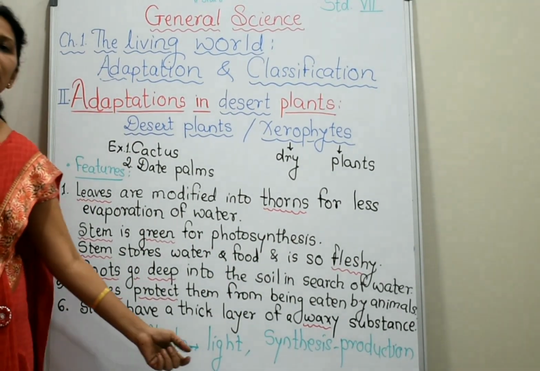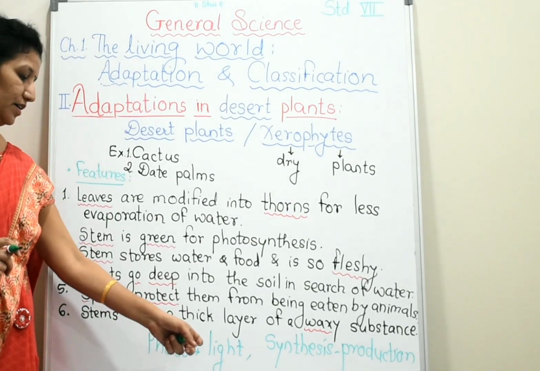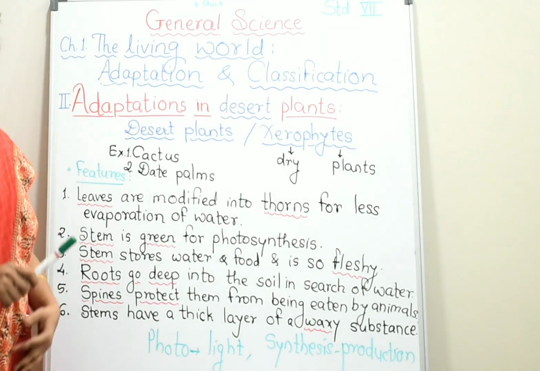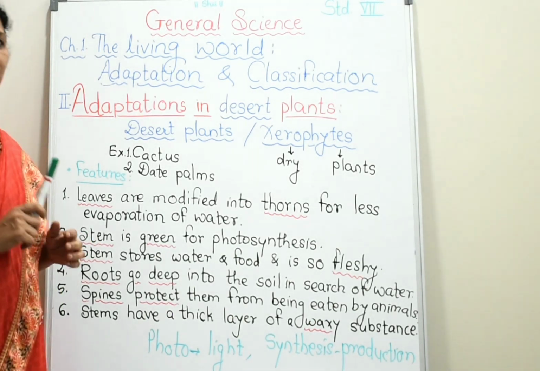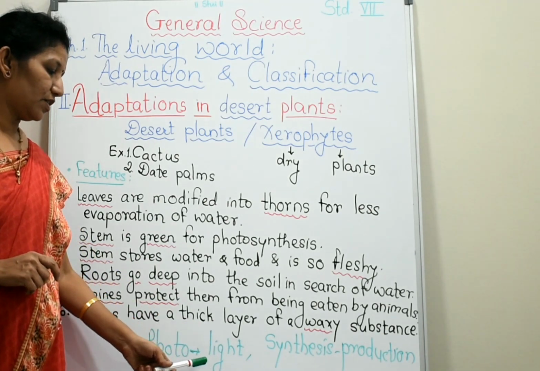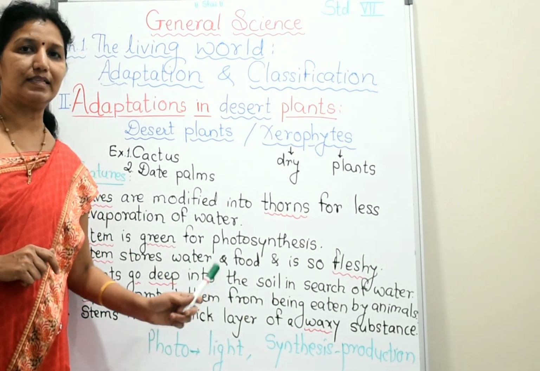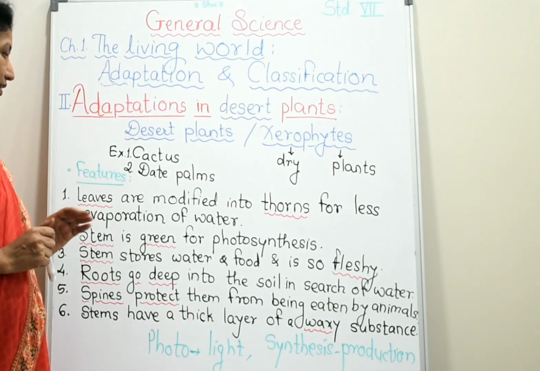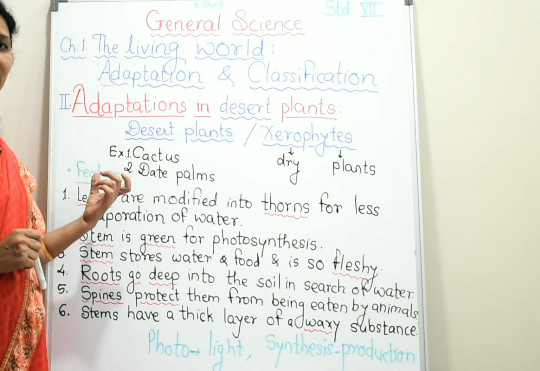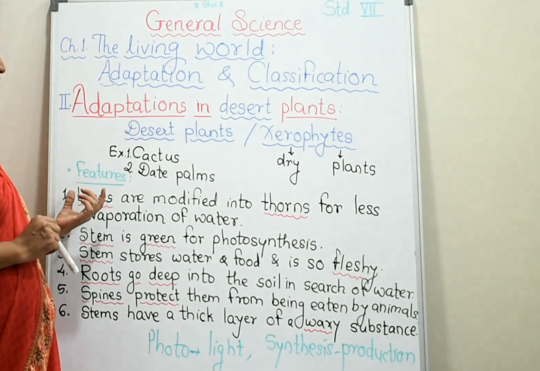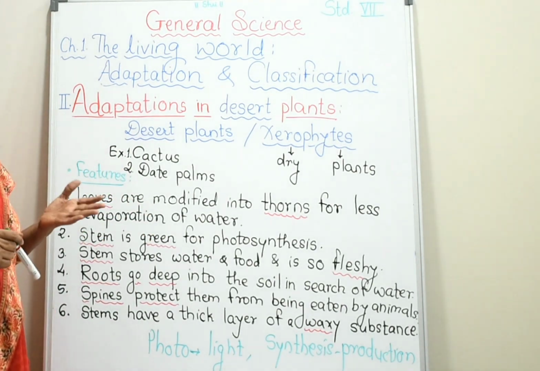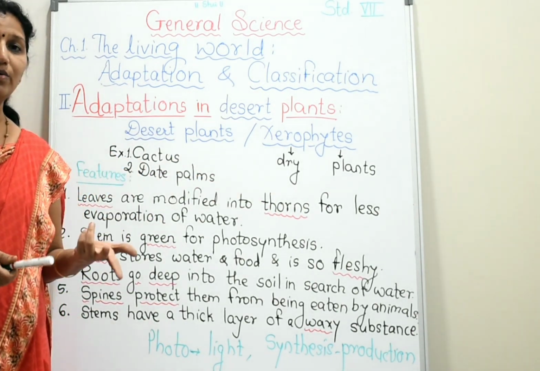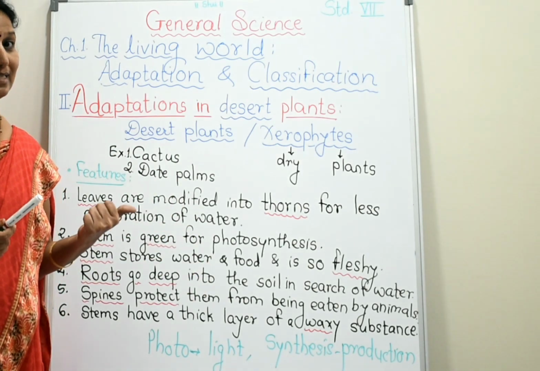We know the plants undergo photosynthesis and they produce food. The process of production of food with the help of chlorophyll in the presence of sunlight is called photosynthesis. It is the major process that takes place in green plants, generally with the help of chlorophyll that is present in leaves. But here the leaves are converted into thorns. Now how can there be photosynthesis?